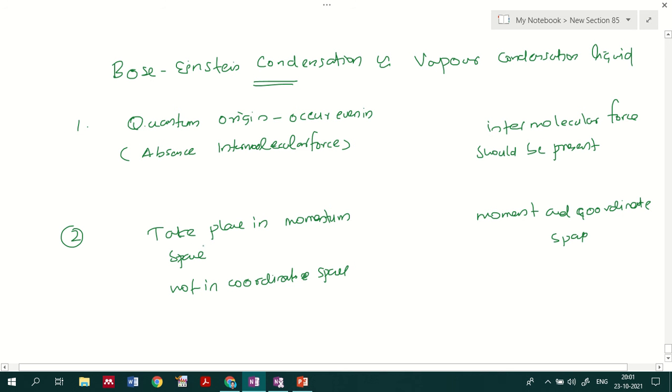Bose-Einstein condensation occurs in momentum space and not in coordinate space, but vapor condensation will be in momentum and coordinate space. That is the physical explanation corresponding to that. So that's the end of the discussion of Bose-Einstein condensation, and different thermodynamic relations we have also come across in these last two lectures. The next part will detail the ideal Bose system and other properties of the system, which will be discussed in the next part of the session. Okay, thank you for listening to the session.